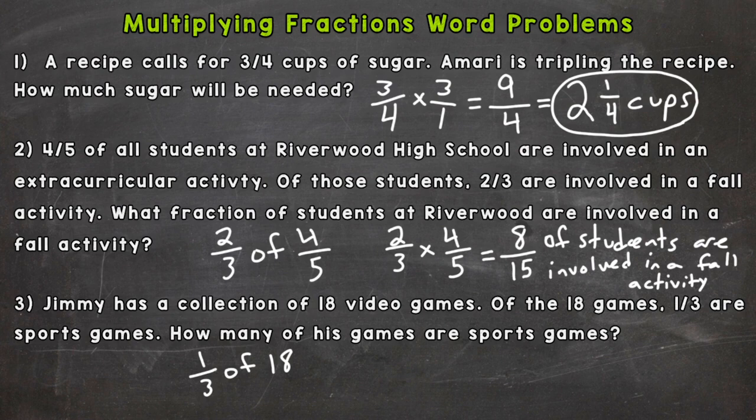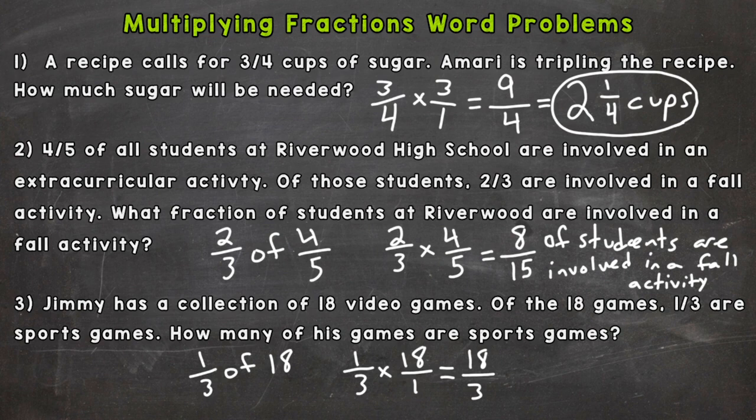So again, we can replace that of with a multiplication sign and just multiply straight across, and it will give us our answer. So let's rewrite the problem. 1/3 times 18. And again, I'm putting that 18 over 1, a whole number over 1, to give it a numerator and a denominator. It does not change the value. So now straight across, 1 times 18 is 18, and 3 times 1 is 3.